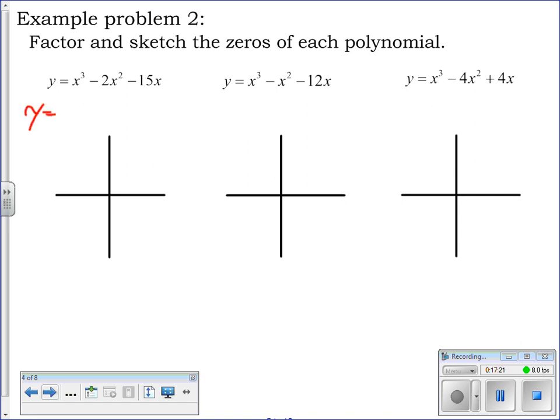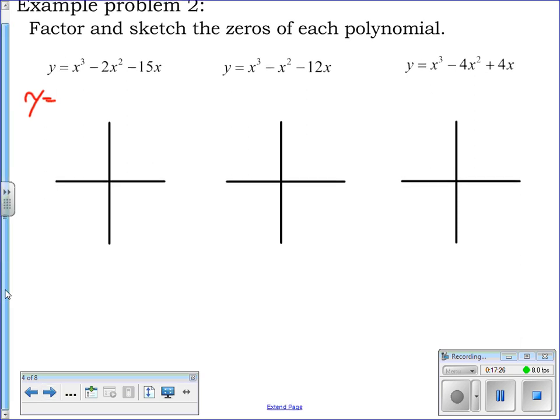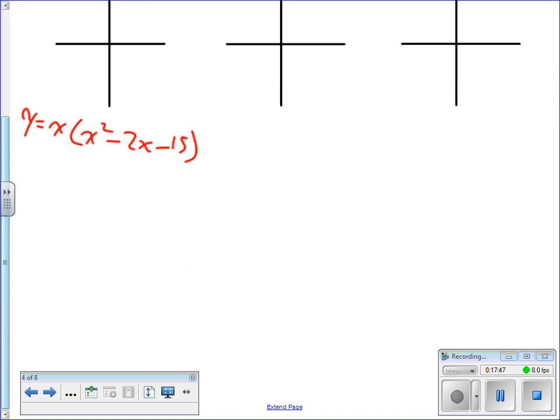So we get y equals, and actually I'm going to scroll down and do it underneath because I can extend the page and give myself a little more room. So I pull out an x and I get y equals x times, I take an x from every term, I get x squared minus 2x minus 15. I'm not done factoring, but I've begun my factoring. Okay, does that make sense?